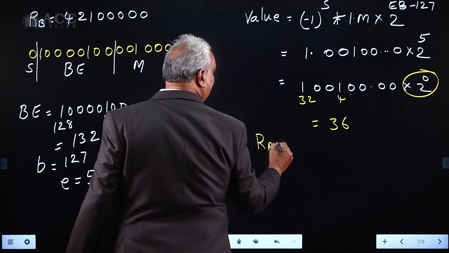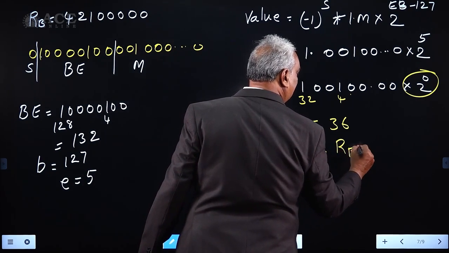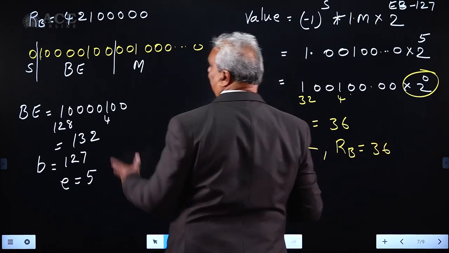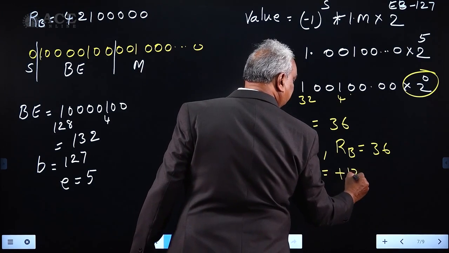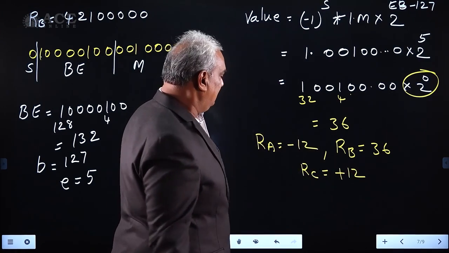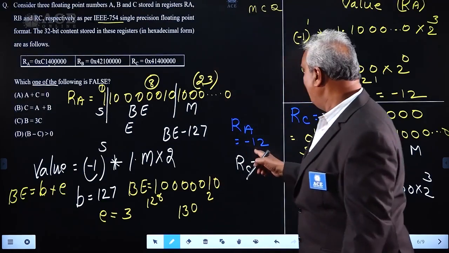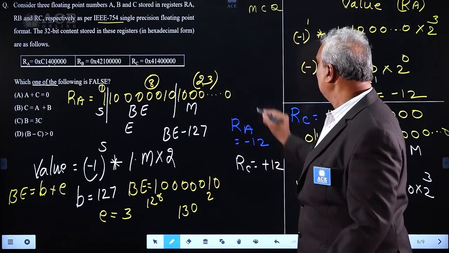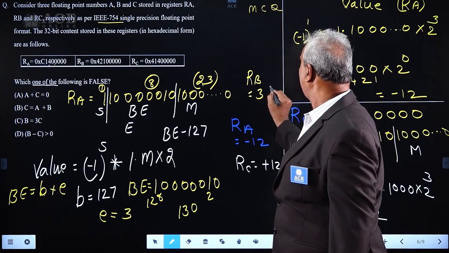So, what about RA here? RA value is nothing but minus 12. RB value is nothing but 36. It is nothing but RB value. RC value is nothing but plus 12. Okay. Come to the question once. Here, RA minus 12, RC plus 12. What is RB here? RB is nothing but 36.